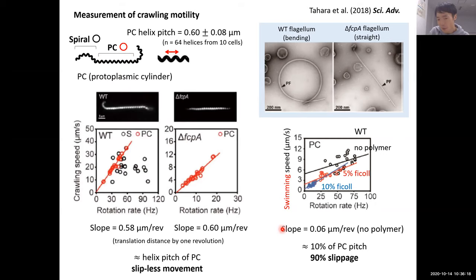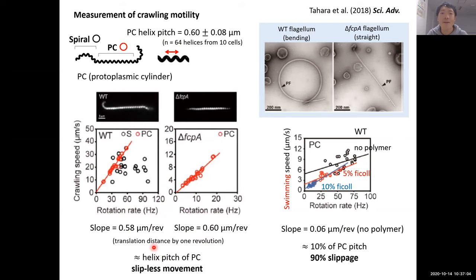So the interesting point now is the efficiency. I mean, this is the swimming speed case, the ratio of swimming speed to rotation rate. So I measured their motility in different viscosities. Please note the slope, I mean the translation distance per one revolution. In this case, the wild type is about 0.5 to 0.6, and delta FcpA is slower than the wild type. However, the slope is the same, 0.6. This is consistent with their pitch length, 0.6.